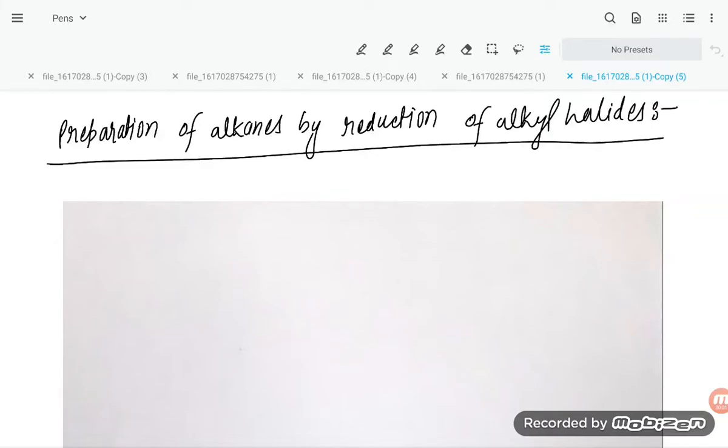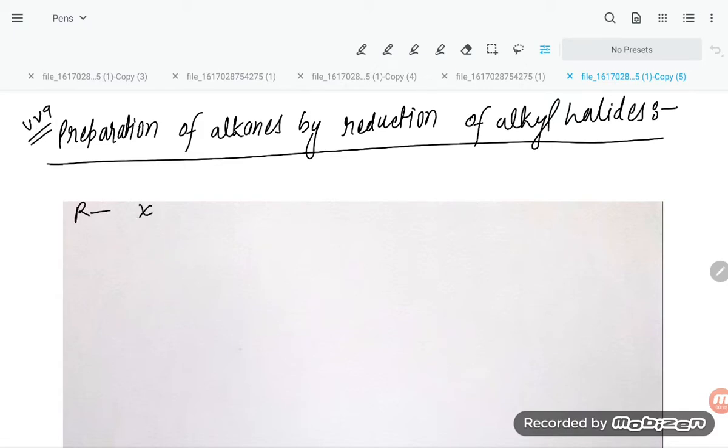Hello, good morning students. Today we are going to understand the preparation of alkane by reduction of alkyl halide. Preparation of alkane by reduction of alkyl halide. Dear students, this is quite an important problem that we can understand here.